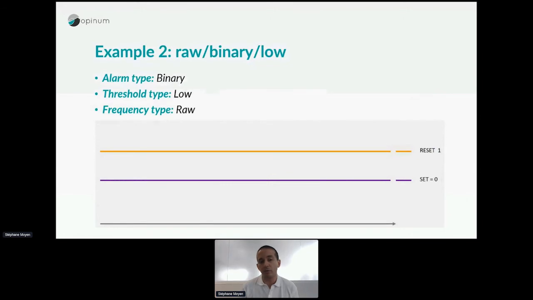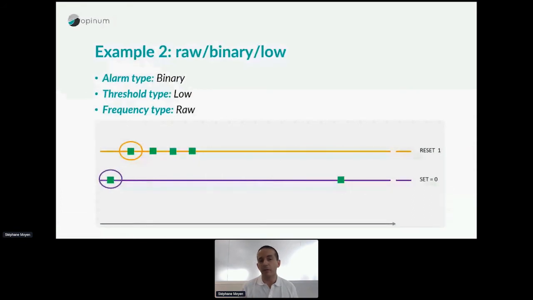And the principle is exactly the same. So you receive a first data point, which is 0, which sets the first state of the alarm to present. And then you receive another one, which is 1, which sets the state of the alarm to not present. And then you're receiving more data points.